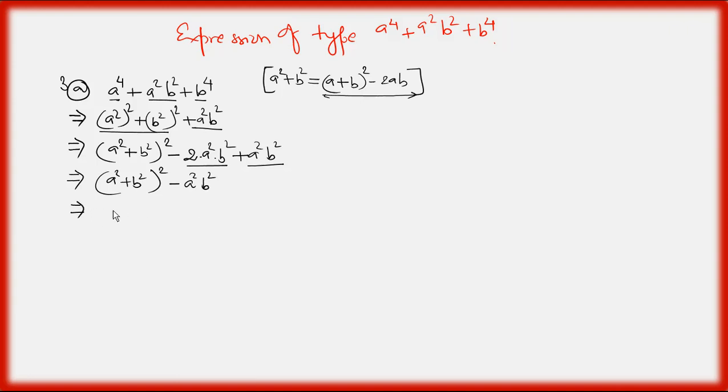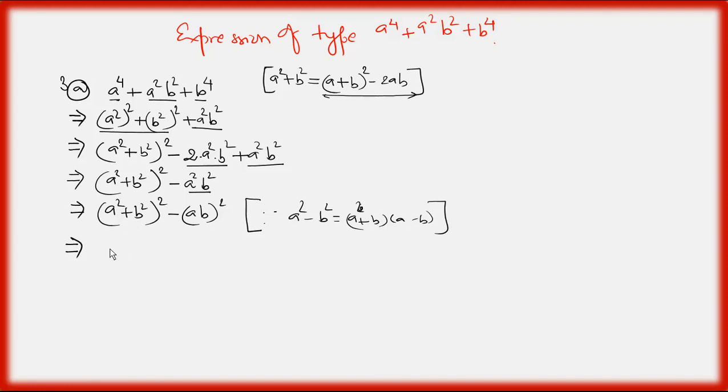Then a square plus b square whole square minus this term, which is also a square term, so you can write ab whole square. Now you can apply a square minus b square equals a plus b times a minus b. You can apply this formula.